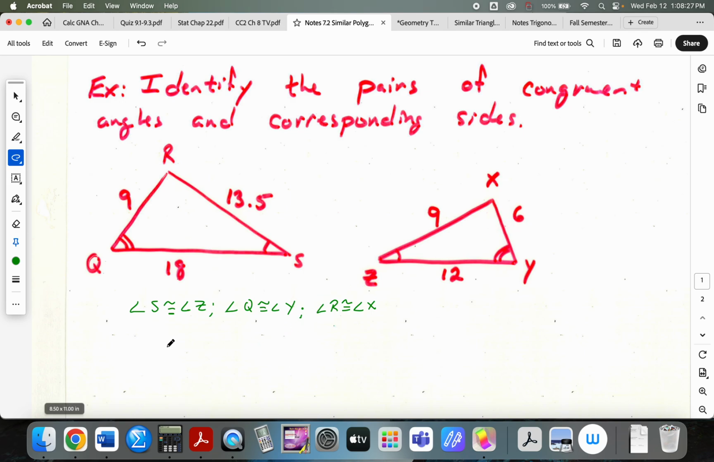So that's the angles. For the sides, it's going to be a little more involved. What I want to do is you always want to match up the biggest side with the biggest side and the smallest side with the smallest side. So I'll start over here, and I'm always going to go left to right. You can always go right to left. It doesn't matter as long as you're consistent within the problem. So I'm going to say QS goes to YZ. That's 18 to 12, which reduces to 3 to 2.